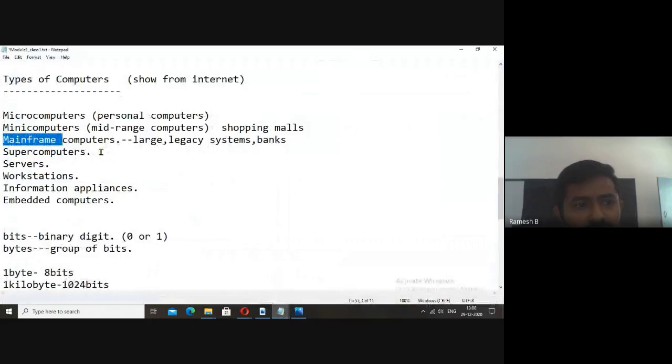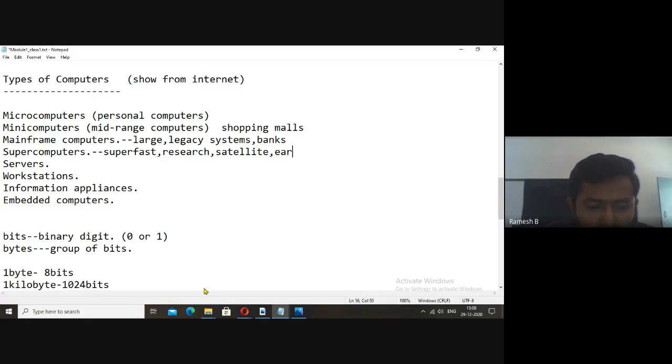Similarly, when it comes to supercomputers, they are very fast, super fast. They'll be used in various research fields, in satellite work, and in earthquake predictions.